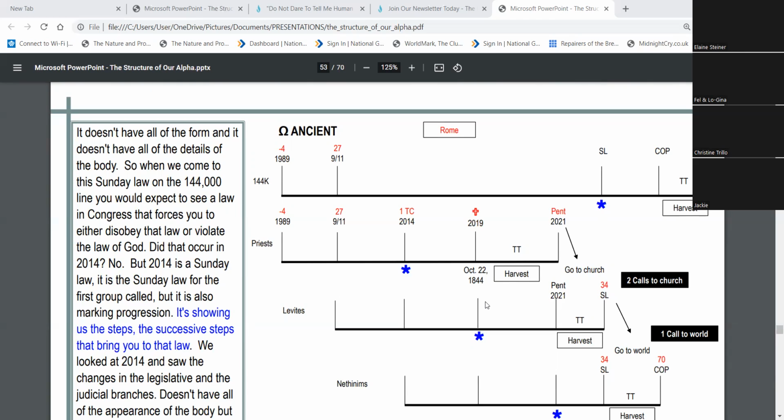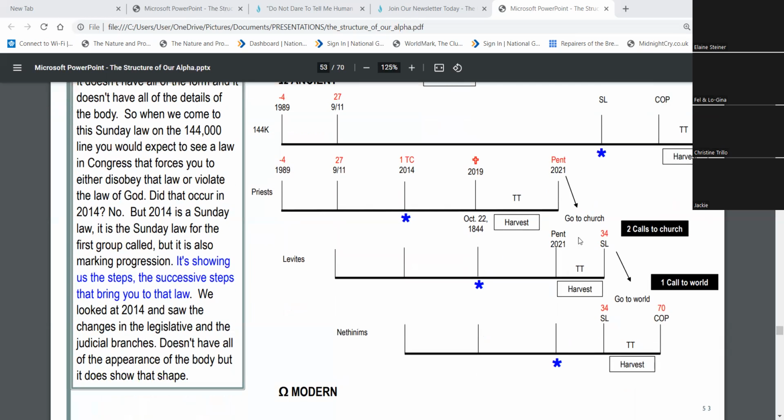But 2014 is a Sunday law. It is the Sunday law for the first group called, but it is also marking progression. It's showing us the successive steps that bring you to that law. We look at 2014 and saw the changes in the legislative and the judicial branches. It doesn't have all of the appearance of the body, but it does show that shape.